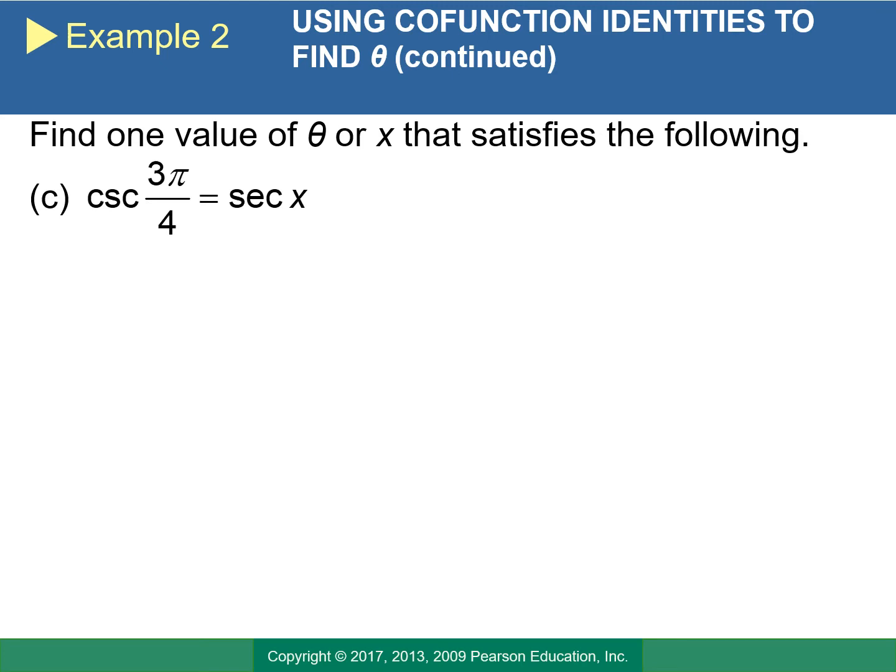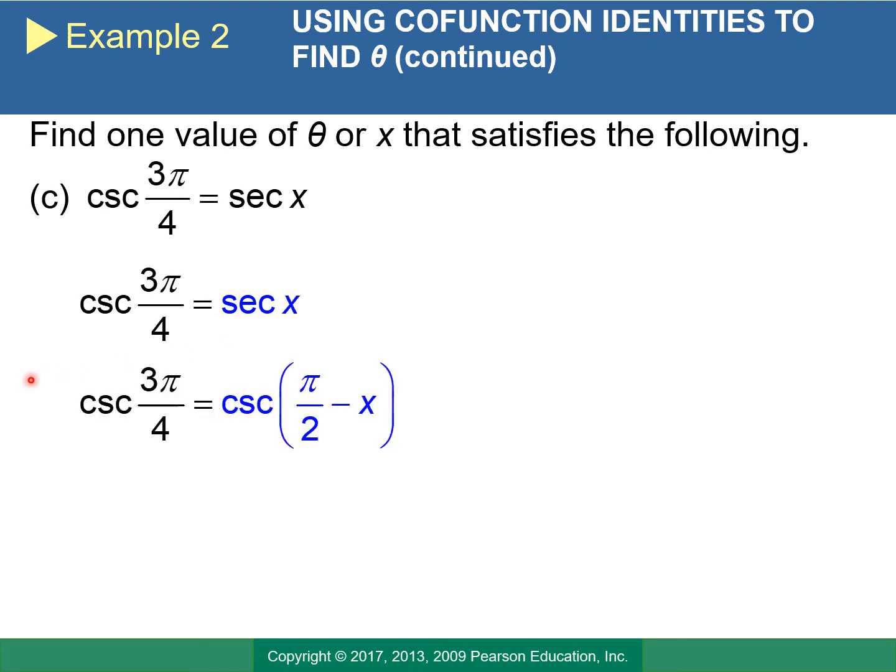Okay, let's try this example here, part C. Find one value of theta or x that satisfies the following. Cosecant 3 pi over 4 equals secant x. Okay, so we're looking for x in this case. We're going to go ahead and rewrite secant in terms of cosecant because cosecant and secant are also cofunctions. Okay, so secant x is the same as cosecant 90 or pi over 2 minus x. Okay, so complementary angle here, secant and cosecant are cofunctions.